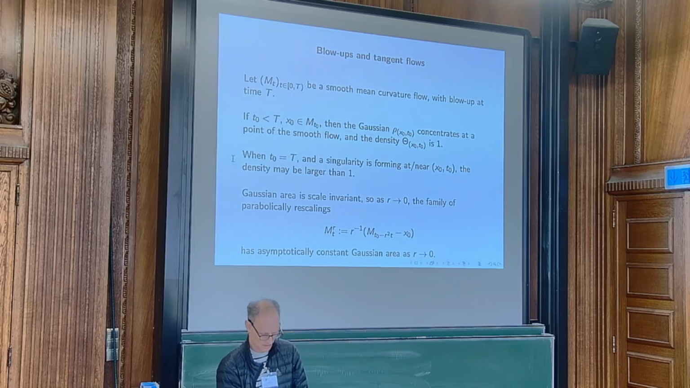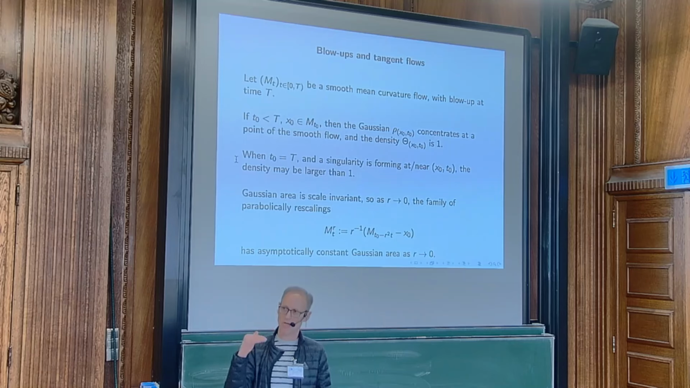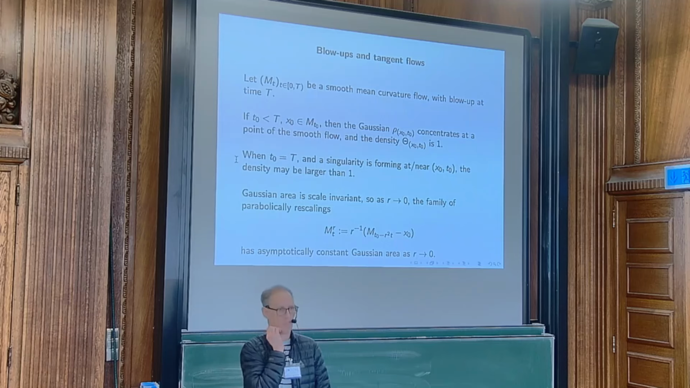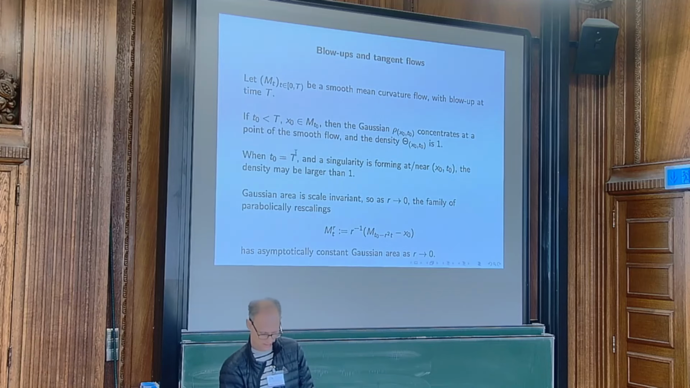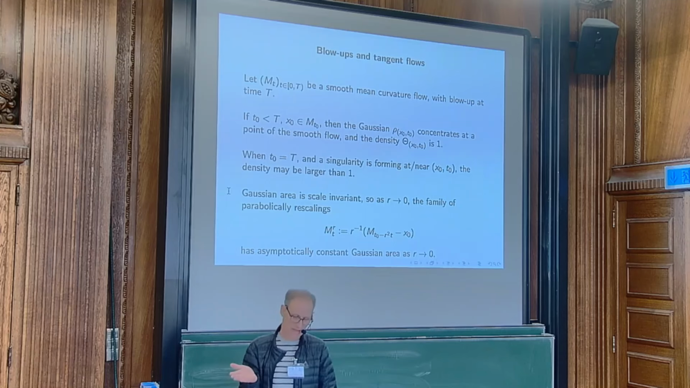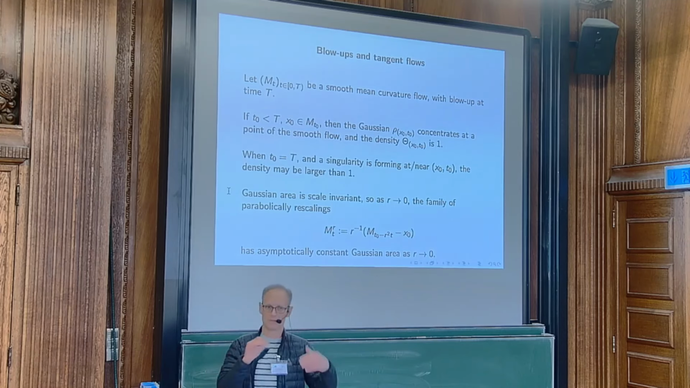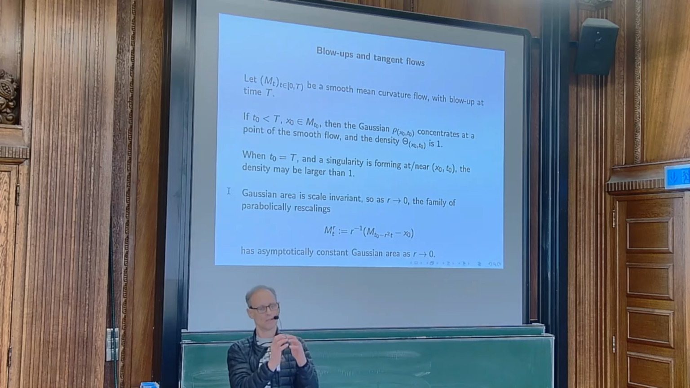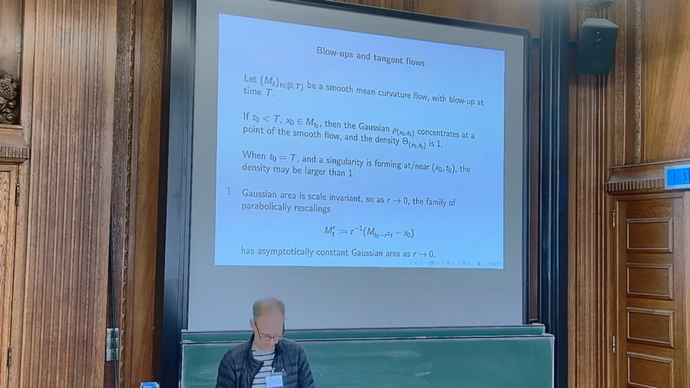But now let's go back to a more interesting case, where the base time t0 is equal to the blow-up time, and a singularity is forming at this base point x0, t0. Well, then the density may be larger than 1. A key remark here is that the Gaussian area is actually scale invariant. If you take a mean curvature flow and you perform this parabolic rescaling, the Gaussian area is unchanged.